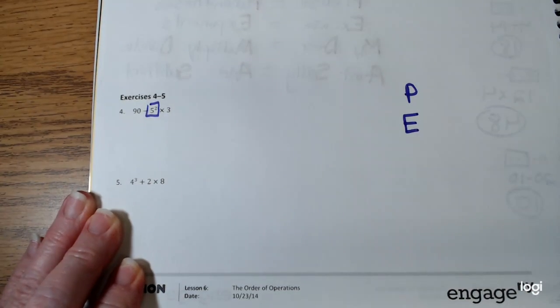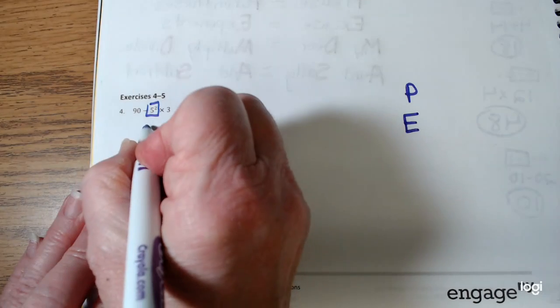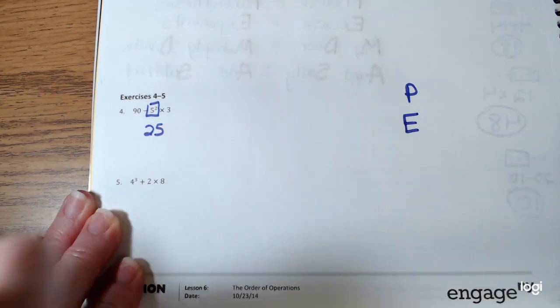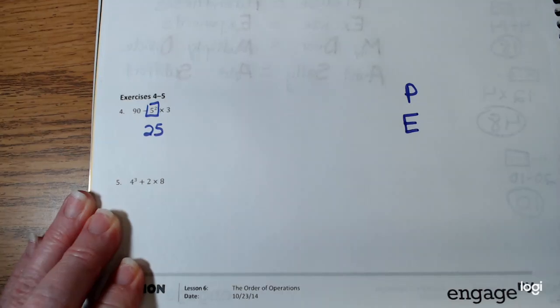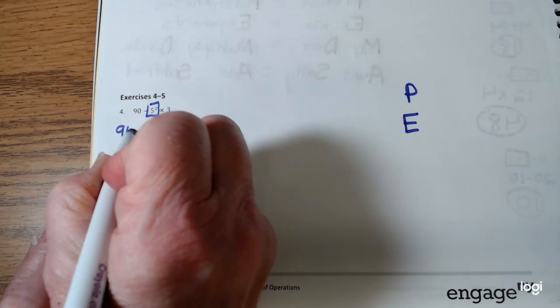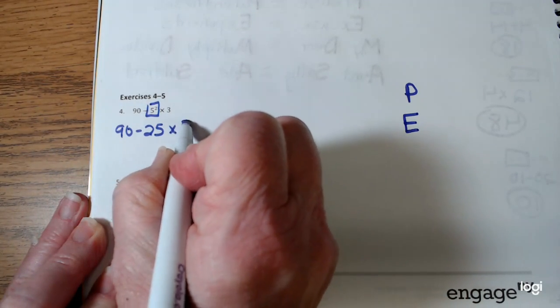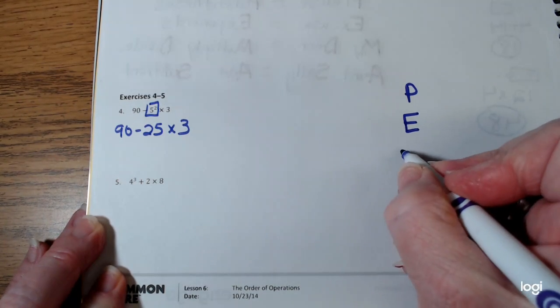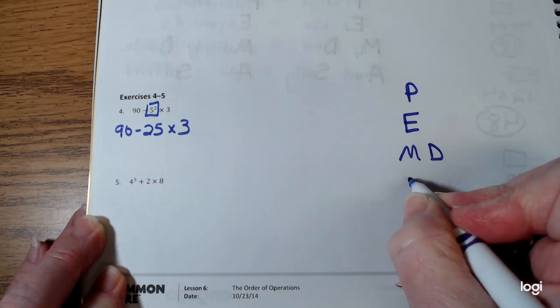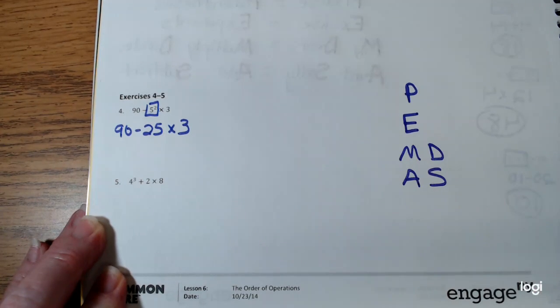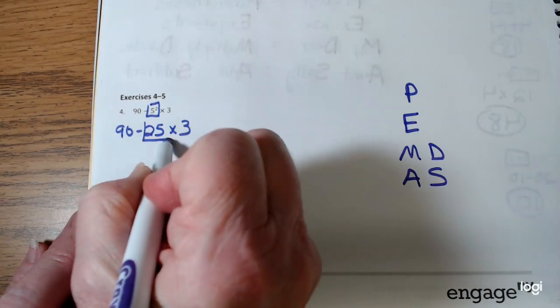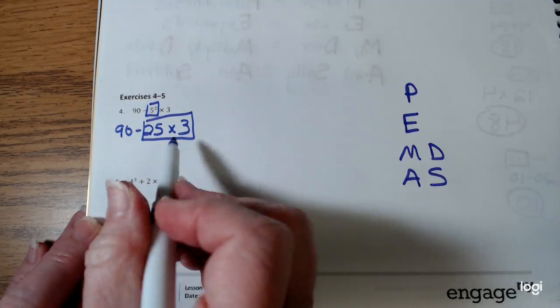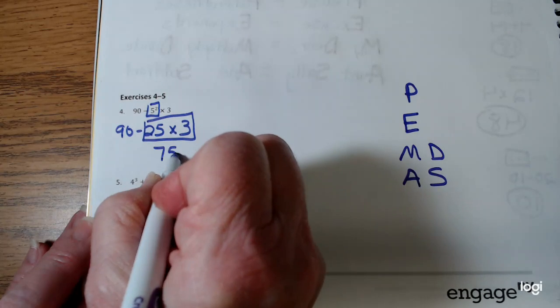What is 5 squared? 5 times 5 is 25, not 10. Copy everything down. What are we going to do next? According to, please excuse my dear Aunt Sally, looks like we're going to be doing some multiplying next. 25 times 3 is 75.